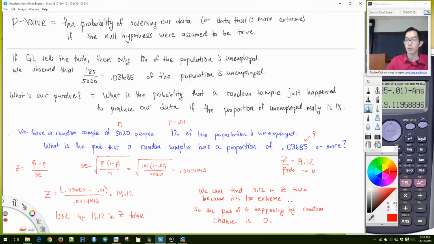Okay. So if we took our sample randomly, then this must mean Great Leader is not telling us the truth about the unemployment rate. And then we start to question everything we've ever been told. Okay. Is this okay?